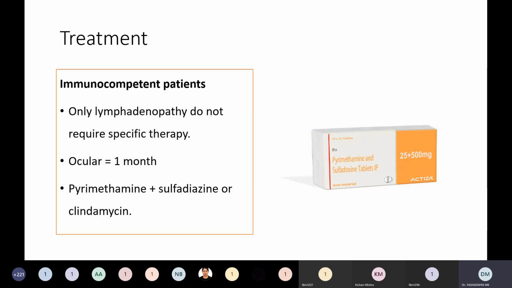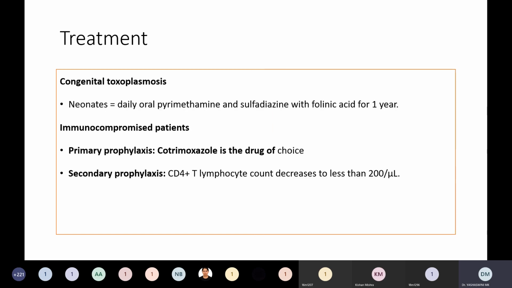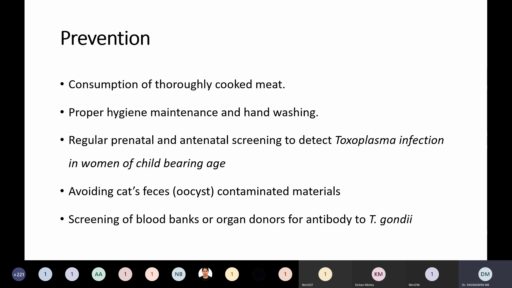So usually for the treatment, if it's immunocompetent individuals, not much treatment is required. If it's ocular, you can go with treatment for 1 month with pyrimethamine and sulfadiazine combined with clindamycin. If it's congenital toxoplasmosis, you can go with daily oral pyrimethamine and sulfadiazine with folic acid for 1 year. If it's immunocompromised individuals, based on the CD4 count, you can start cotrimoxazole, which is the drug of choice. Prophylaxis can be started once the CD4 count goes less than 200. You can start giving cotrimoxazole.